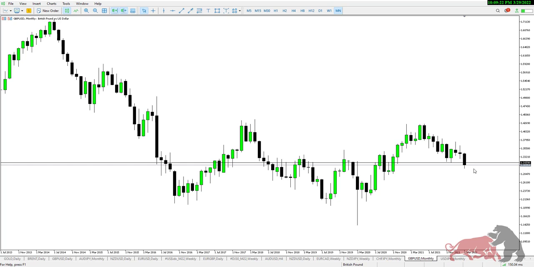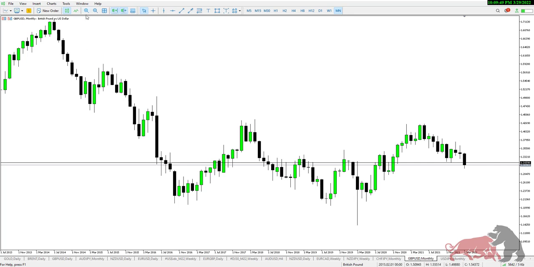Yes, there's still further weakness to come into pound USD, but it's not going to be a continuation of instant weakness. We are likely going to see probably the month of April recovering a bit in terms of price. We might see the month of April recovering a bit before another push to the downside.